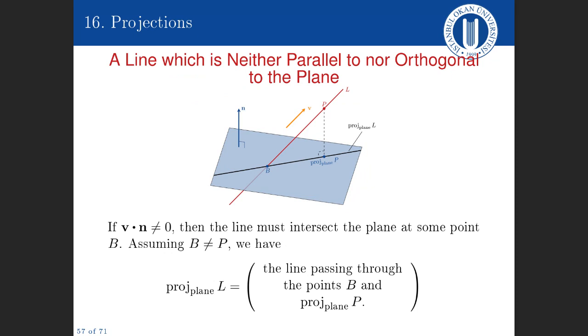And case 3, a line which is neither parallel to nor orthogonal to the plane. This time we're going to find 2 points on the new line, and then we know how to find the line passing through 2 points. The point B is the point where the line intersects the plane. We know how to do that. And we'll have another point by doing the projection of some point P onto the plane. And then we'll be finding the line passing through these 2 points.